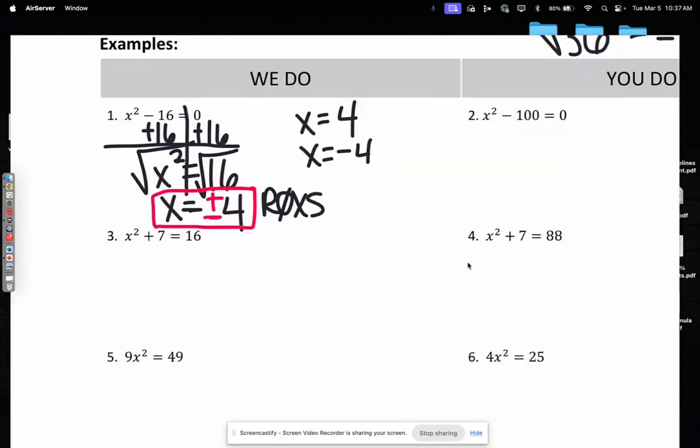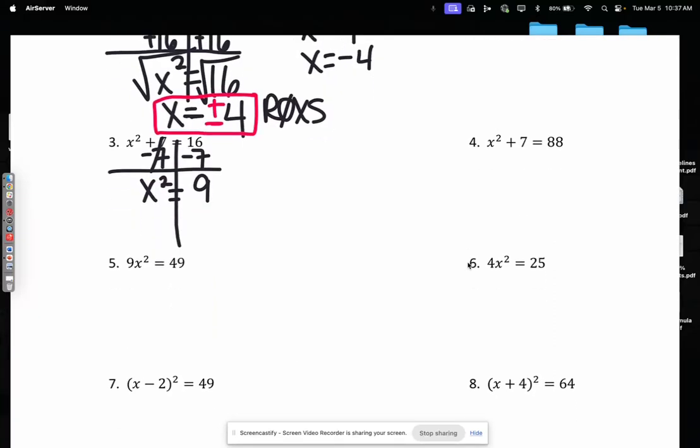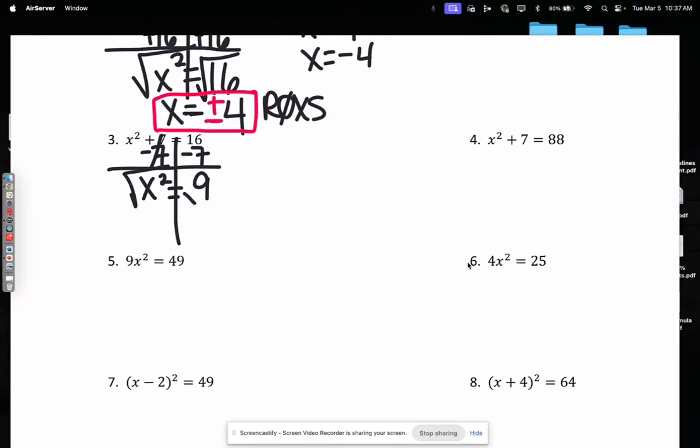I would like you to do the you do, so you can either pause the video and do it, or you can go finish the notes and then go back and do it. This one, again, we need to get the x squared by itself, so it's a positive 7, so we're going to subtract 7 just like we did in 8th grade. x squared equals 9. Take the square root to undo this squared, so x equals the square root of 9, which is a positive and a negative 3.